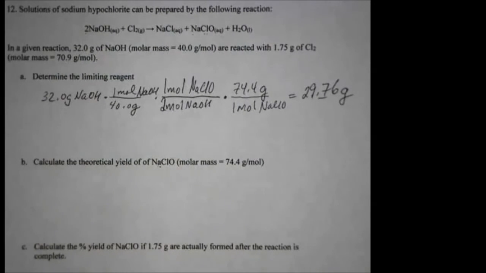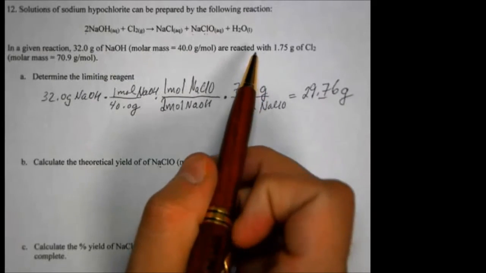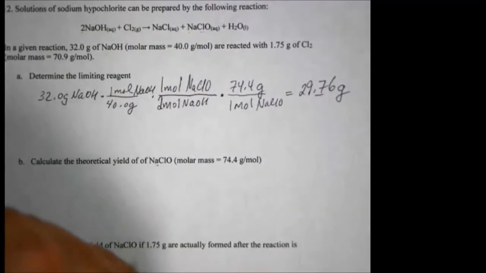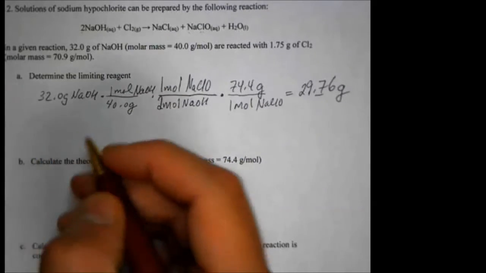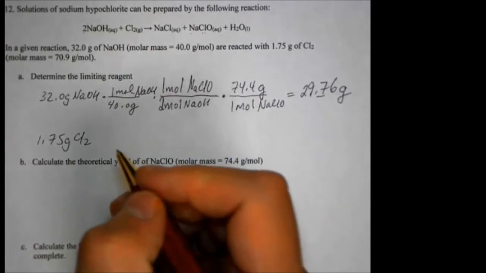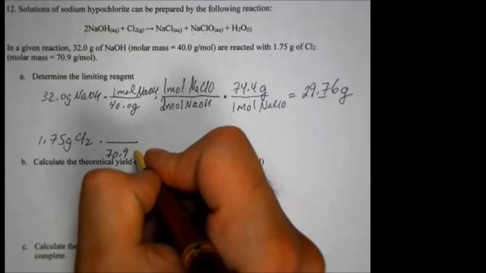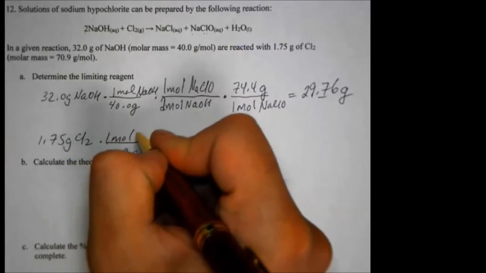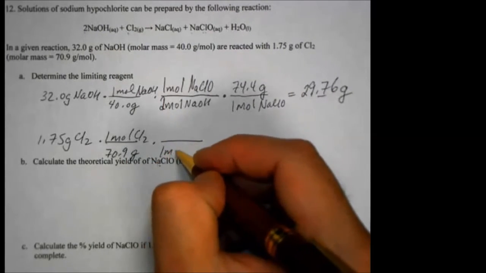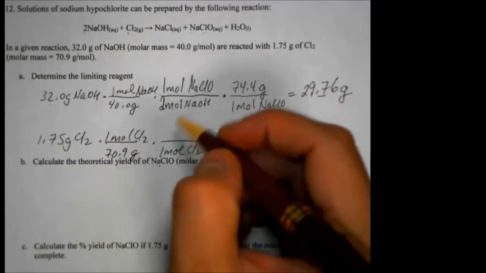Okay, so now we can go ahead and calculate what the theoretical yield would be for our mass of Cl2. So in this case, they give us 1.75 grams of Cl2. The molar mass in this case was 70.9 grams for every 1 mole of Cl2. We have 1 mole of Cl2 for every 1 mole of NaClO.